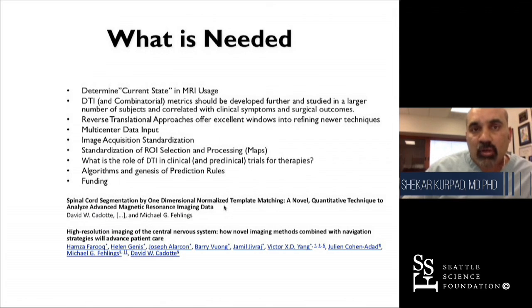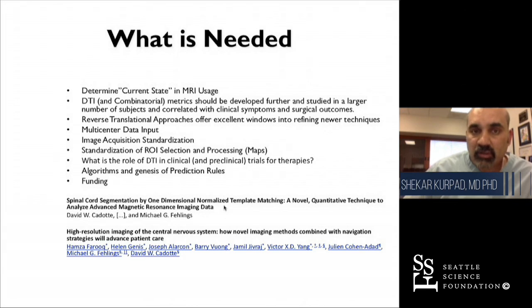So obviously, where do we go from here? We need to determine the current state in MRI usage. There's a lot of variability, as I mentioned in my first slide. Combinatorial metrics should be developed further and studied in a larger number of subjects. Reverse translational approaches are important. They offer excellent windows into refining newer techniques.